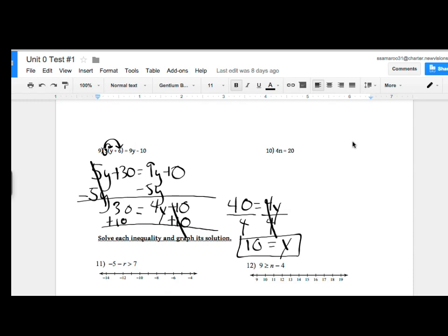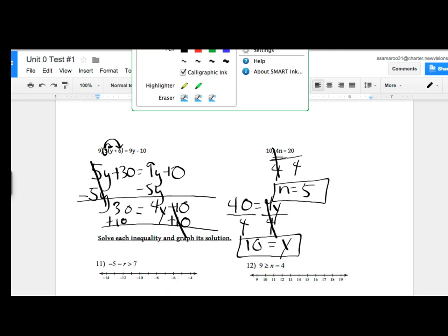Okay, so this one, only one step. I'm going to do the opposite. The inverse, divide by 4 on both sides. The 4 cancels out. N is now equal to 5, and that is my answer. All right, moving on to our next part, which is solving inequalities.